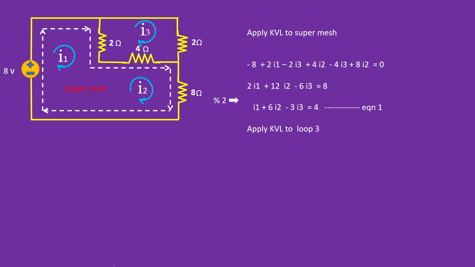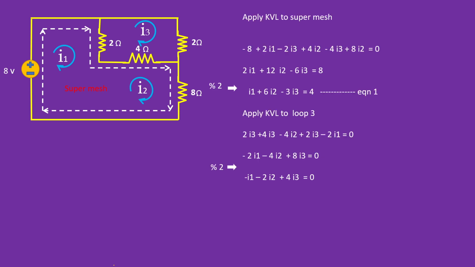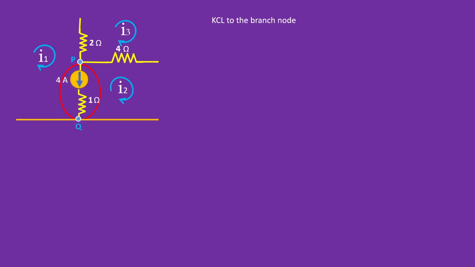So now we are going to apply KVL to loop 3. So it is 2I3 plus 4I3 minus 4I2 plus 2I3 minus 2I1 equal to 0. Rearranging the terms in order, it is minus 2I1 minus 4I2 plus 8I3 equal to 0. Dividing this equation by 2, we get minus I1 minus 2I2 plus 4I3 equal to 0. Now this is your equation number 2.